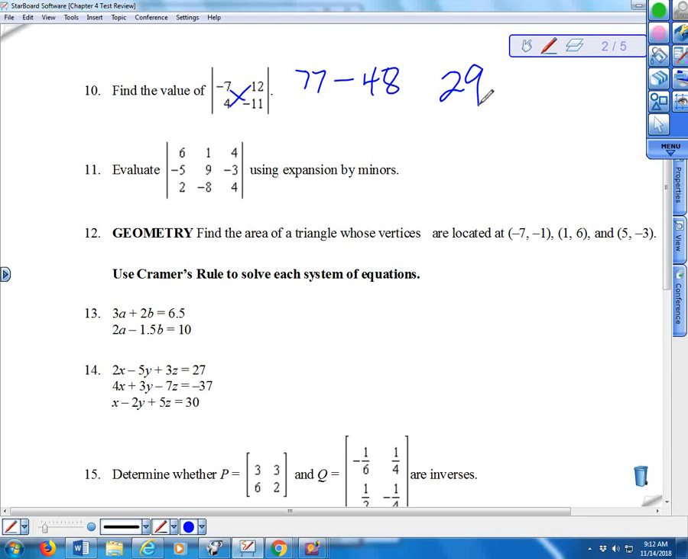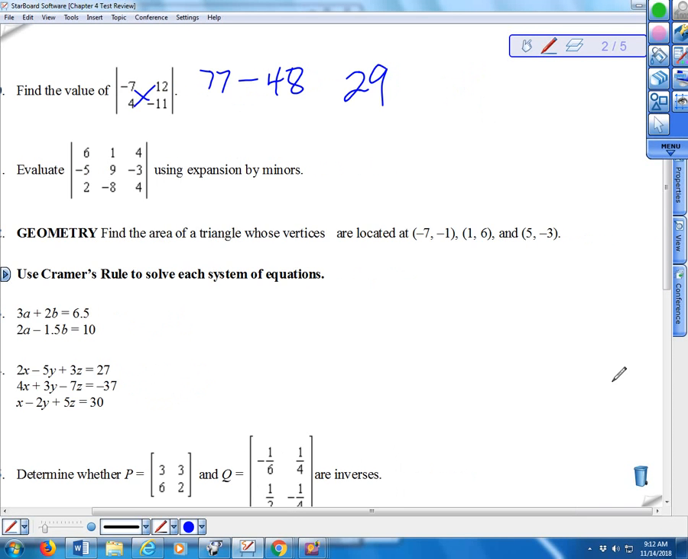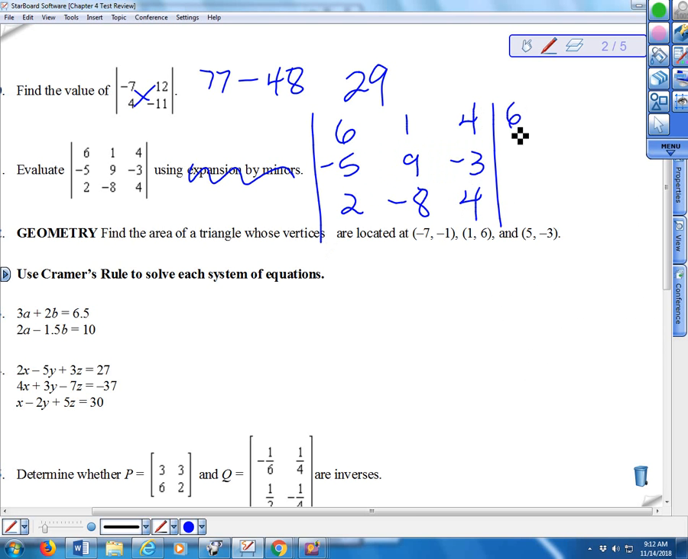Okay, now expansion by minors, forget that, this is just the way we know how to do it. There's 2 ways to do it: expansion by minors and the diagonal method. We only learned the diagonal, so hopefully you just did the diagonal here and didn't research what expansion by minors was. Okay, so what I'm going to do is rewrite this, and then rewrite the first two columns.